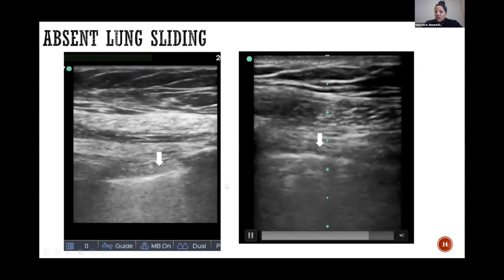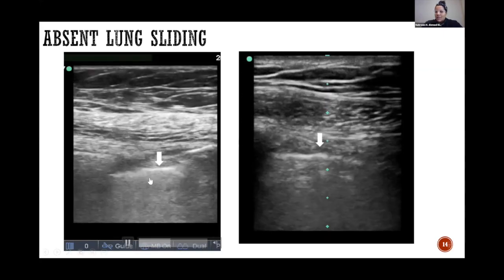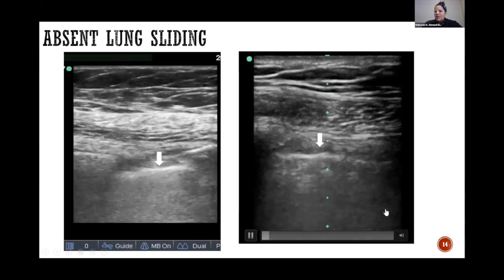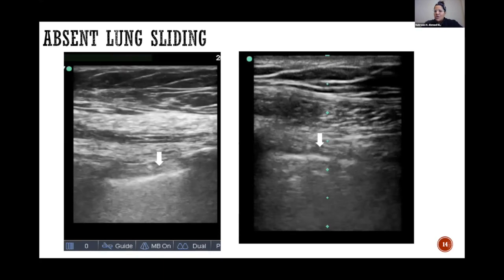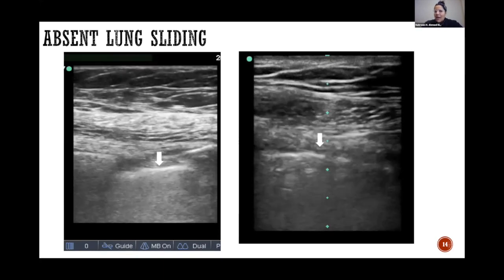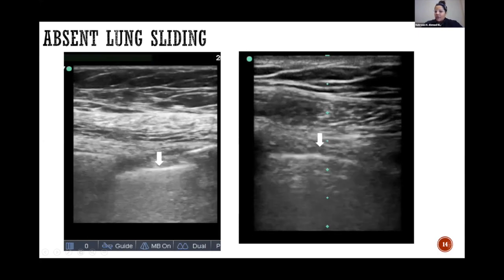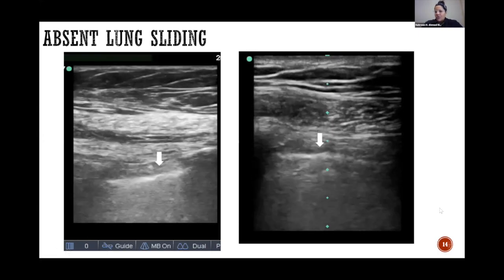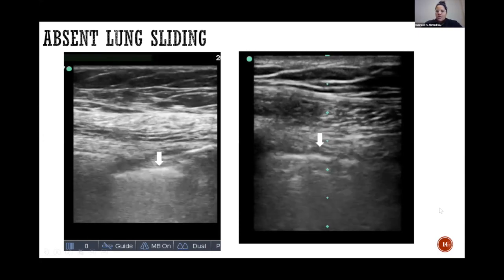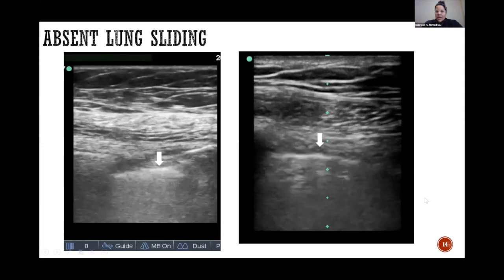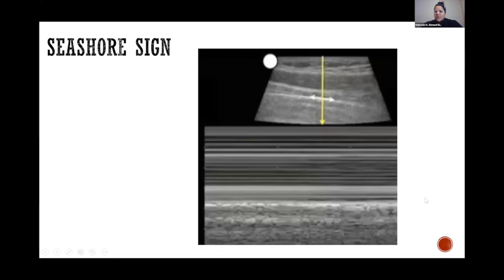And the fact that it's shimmering, you're seeing that presence of lung sliding. Versus the picture to the right, the arrow is again pointing at the pleural line, but you're not seeing that shimmering, and this is the absence of lung sliding. Again, this can be in a patient with the right clinical context. It can be a patient with a pneumothorax. If they came in with trauma, et cetera, for some reason that you have that on your differential, it certainly can be. How do we confirm that?